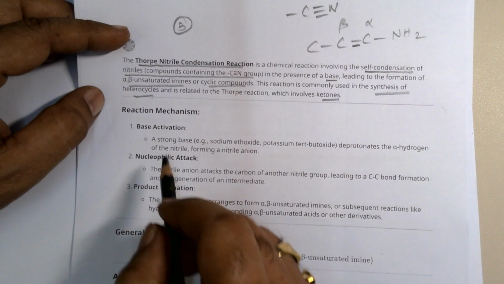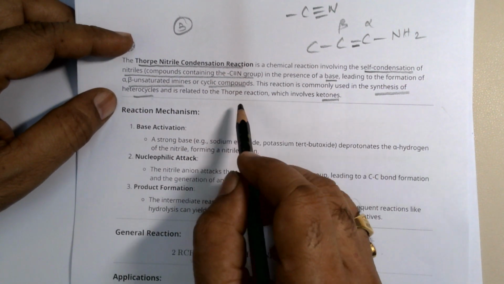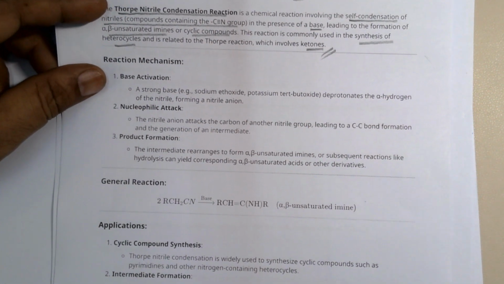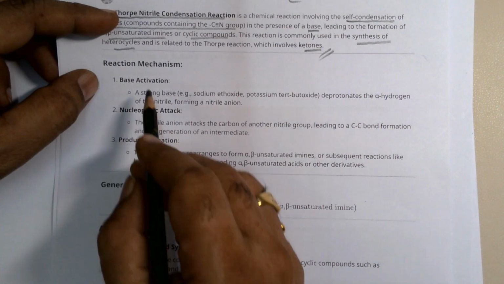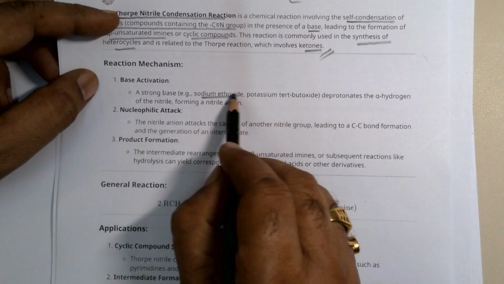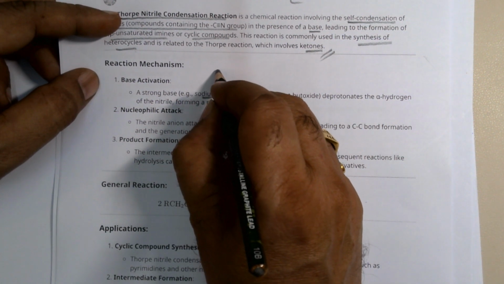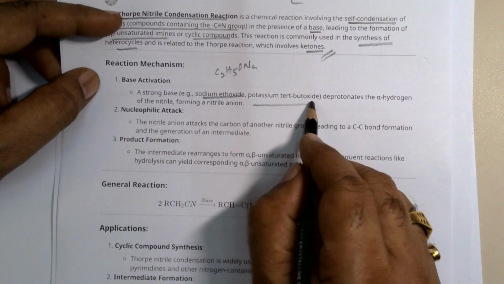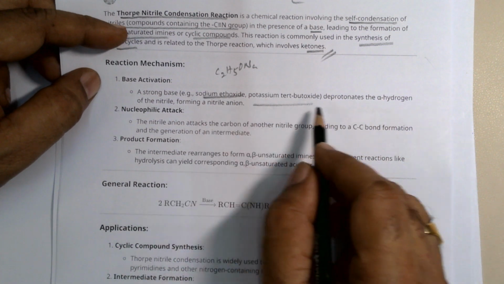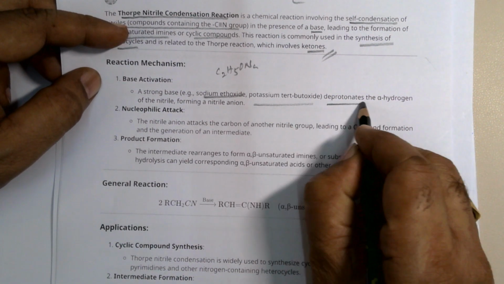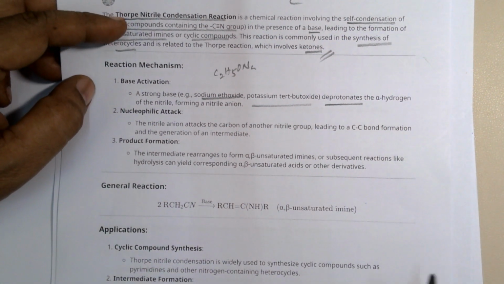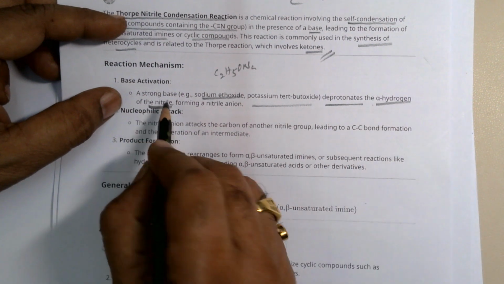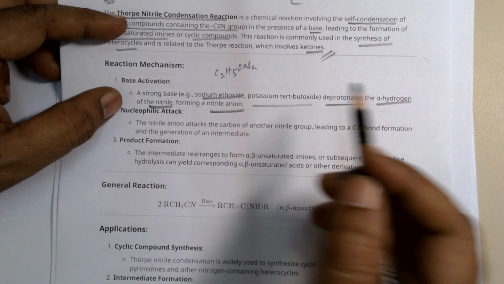So heterocyclic compounds are developed in this way, and it is related to the Thorpe reaction, which involves ketones. Now let us discuss the reaction mechanism. Base activation: a strong base like sodium ethoxide. What is sodium ethoxide? That is C2H5ONa. And also potassium tertiary butoxide. Either this or that. They have the tendency to deprotonate, that is, remove the proton from the alpha hydrogen of the nitrile, thereby forming a nitrile anion.